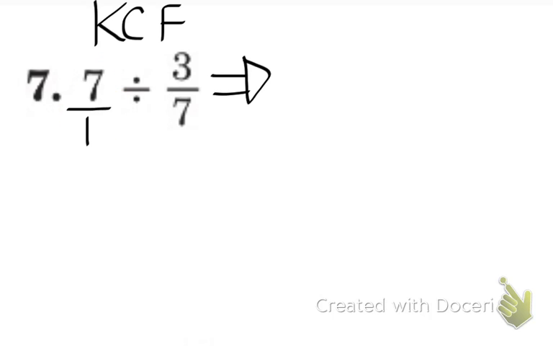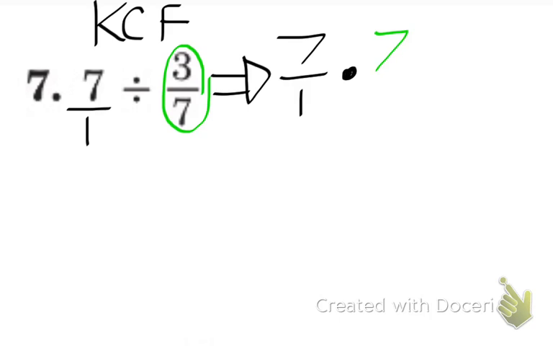We're going to keep the first number. I don't care if the first number is a negative or whatever, it doesn't matter. Whatever it is, you keep it. So that 7 over 1 stays 7 over 1. Now you change that division to a multiplication, so it becomes a multiplying problem. Now here's the part that everyone's going to forget, and I'm warning you now. Flip the second one. That's vital that you flip the correct one. So that becomes 7 over 3.